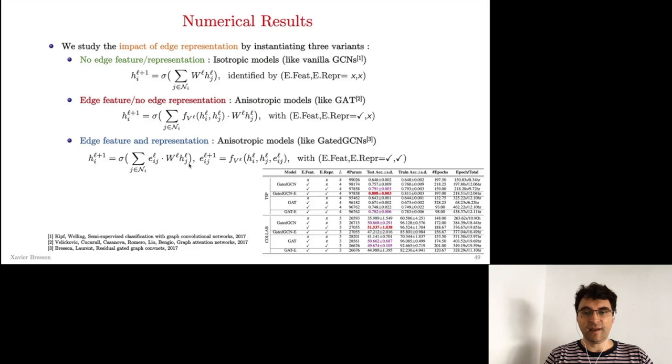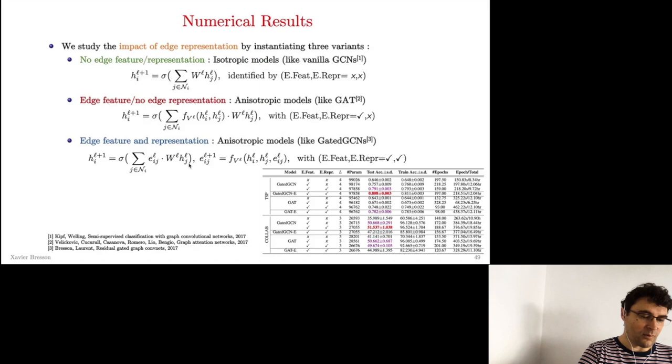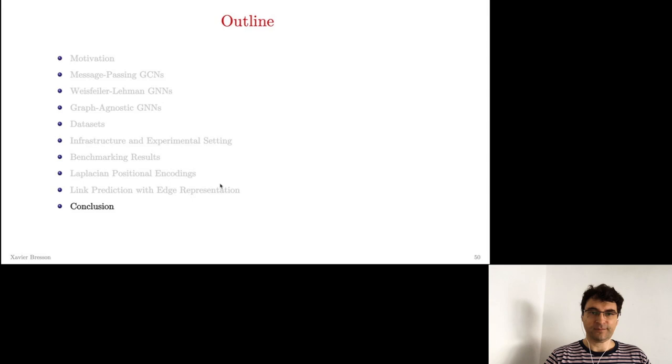So what we did is that we tried three variations. The first variation is having no joint representation. The second option is to have an implicit edge representation, which is here. And the last version is to have an explicit edge representation. And you can see that, for the TSP and COLLAB link prediction, when you go from no joint representation to joint representation, you increase significantly the performance of your model. So yes, we need joint representation when we want to perform link prediction with GCN.